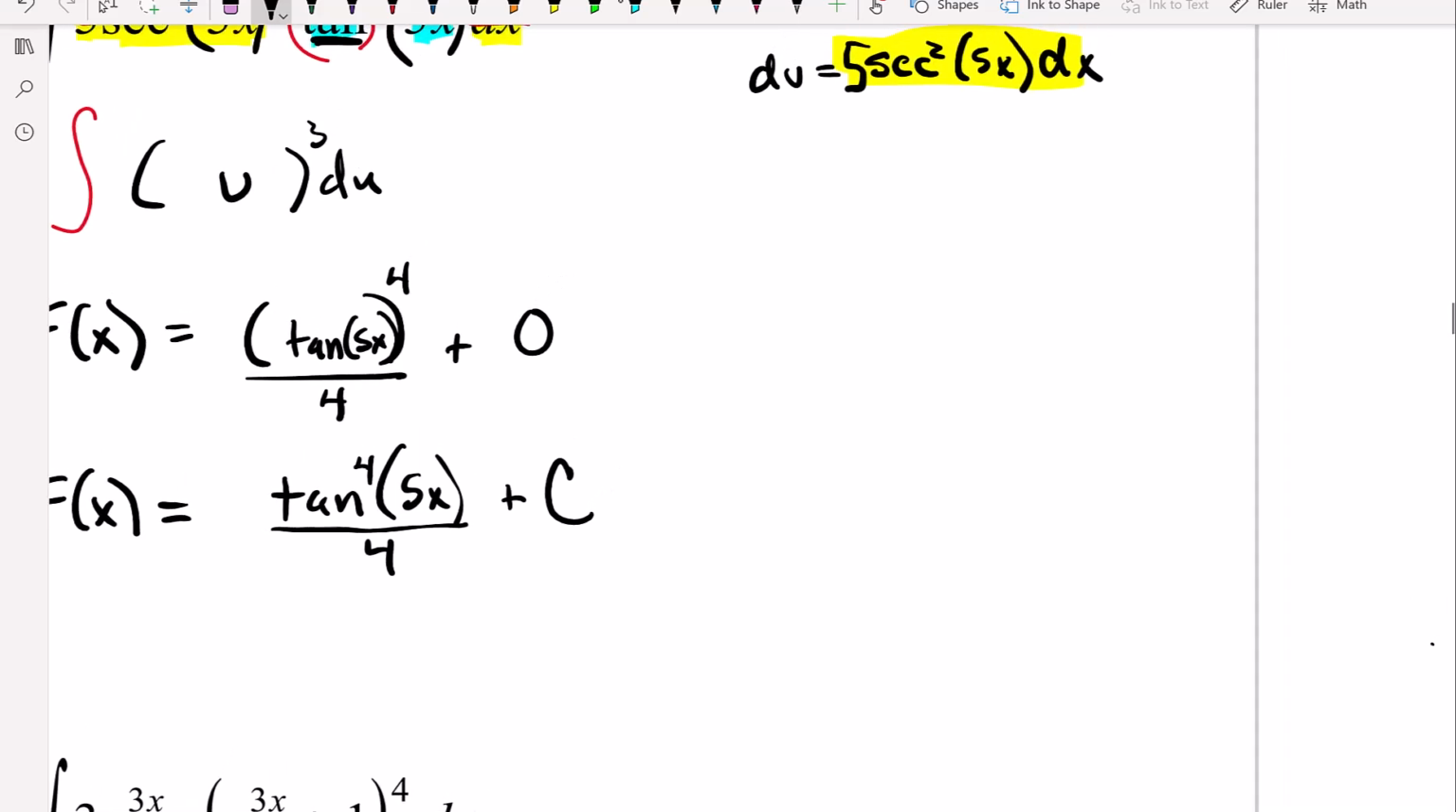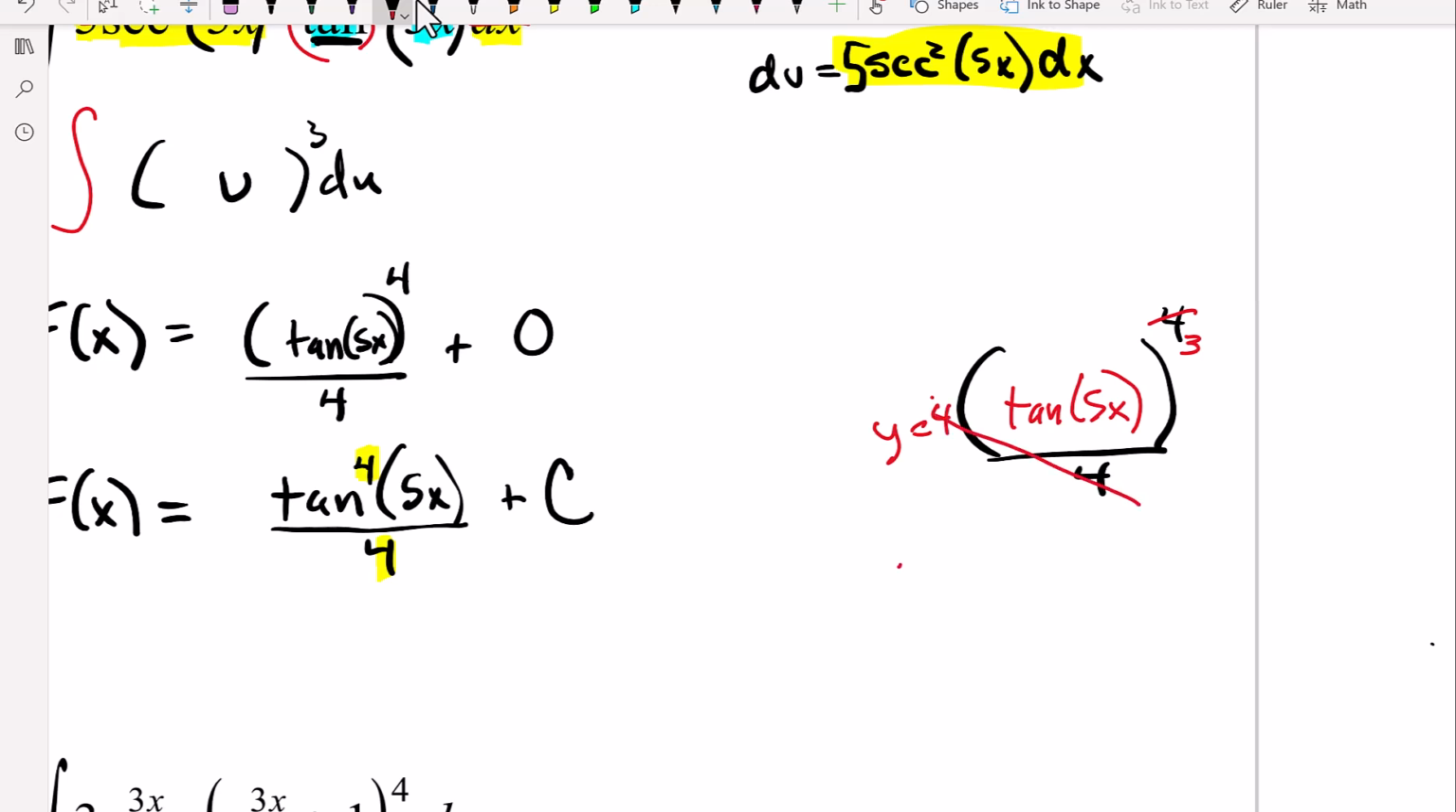Now, to check this, you would take the derivative of tangent to the fourth 5x divided by 4. So that would be a chain rule. Now, the outside function is something to the fourth power divided by 4. So the very outside function is this. So we're first going to take the derivative, and inside here is tangent 5x. So the 4 will come down in front, and then that will leave a 3.